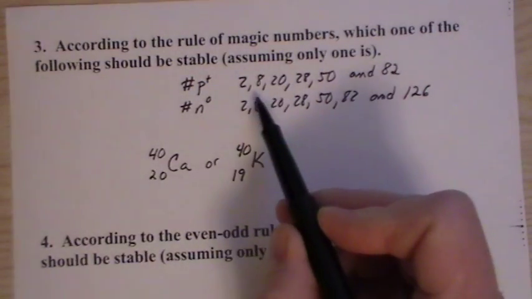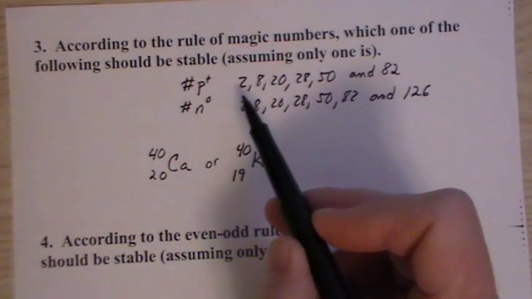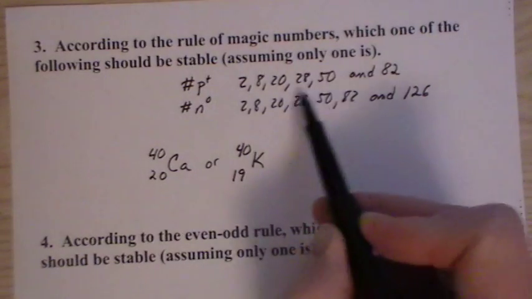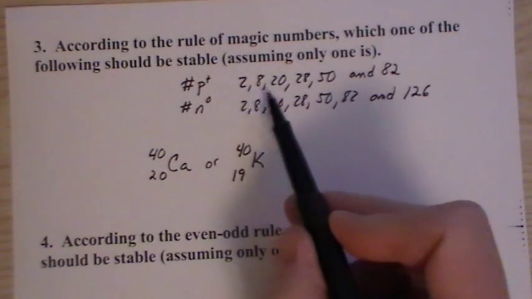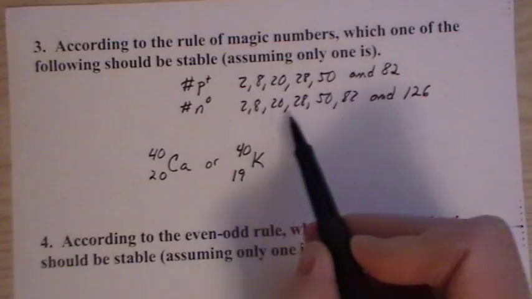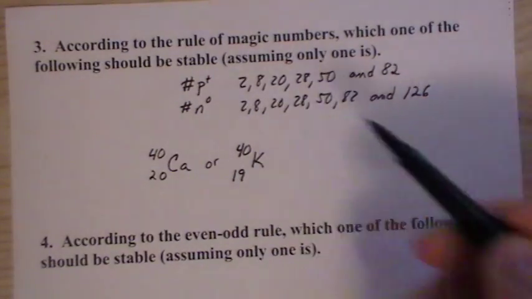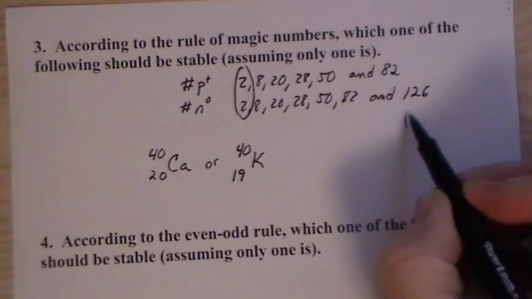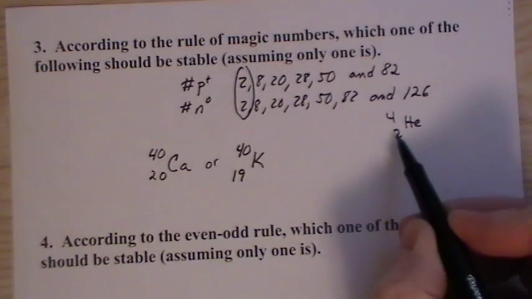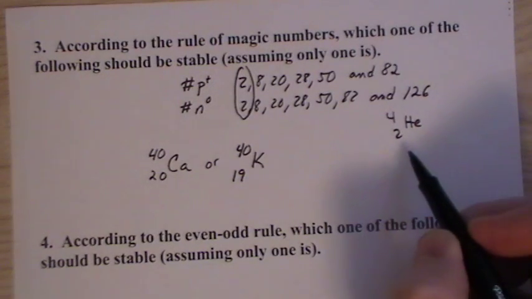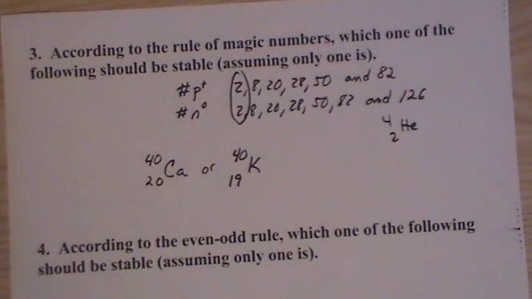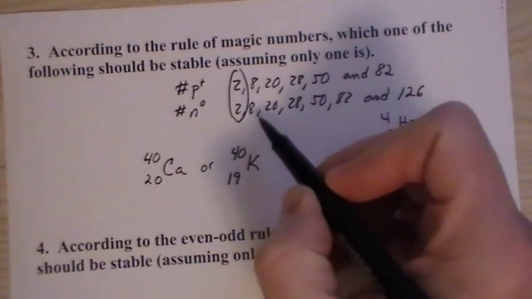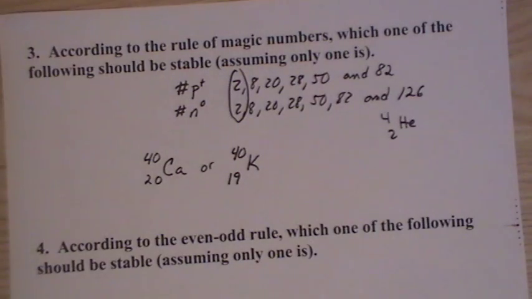Now the magic numbers, what this means is that if you have a nuclide or an isotope that has one of the magic numbers for protons, or one of the magic numbers for neutrons, or both, it should be fairly stable. As an example, 2 and 2 here, that's helium, that would be 2 neutrons and 2 protons. The helium nucleus is about as stable of a nucleus as you're going to find. So that's a nice easy one. 8 and 8, that's oxygen-16, very stable as well.